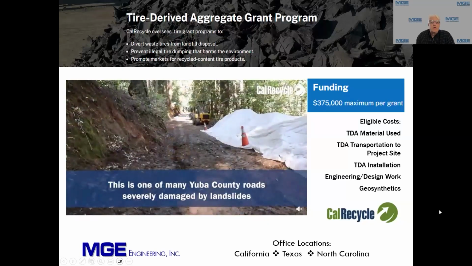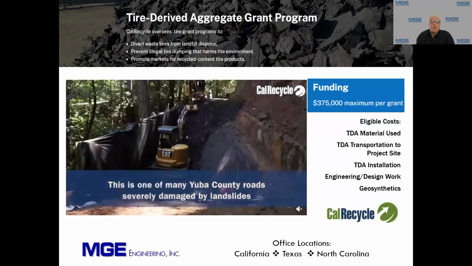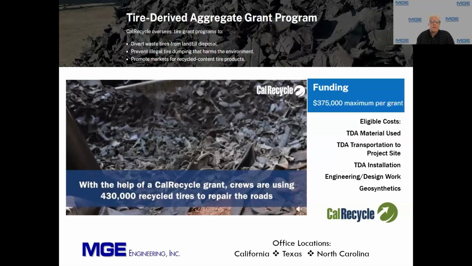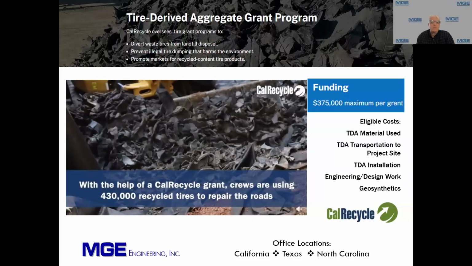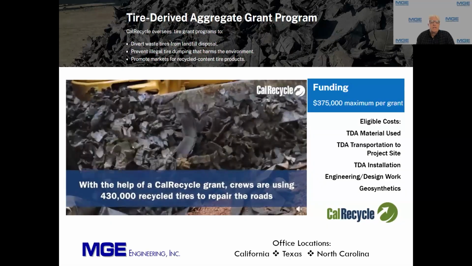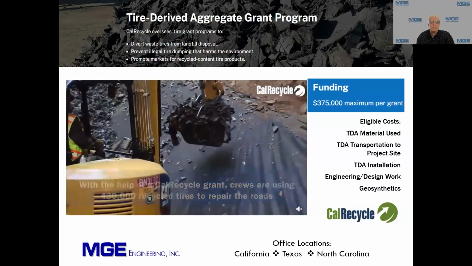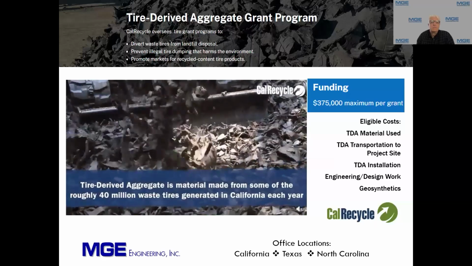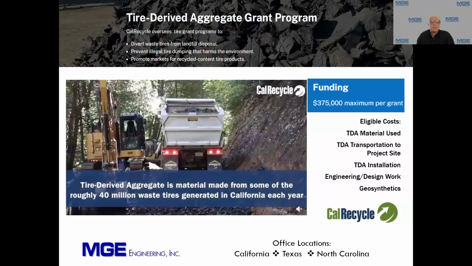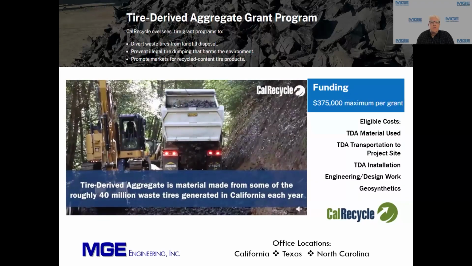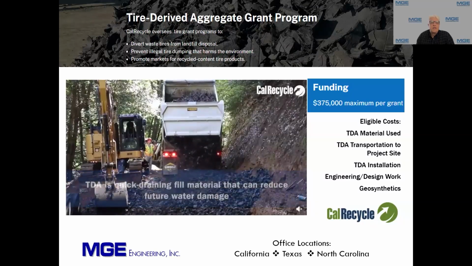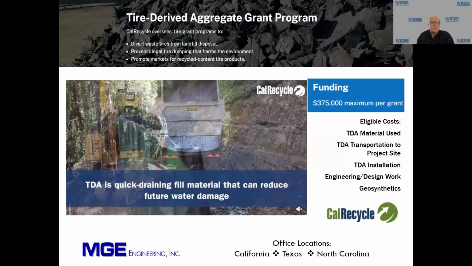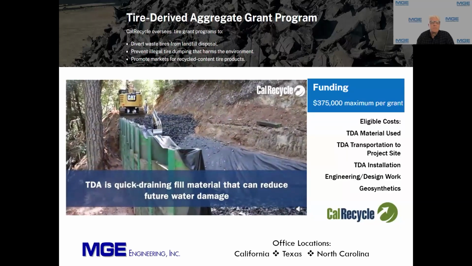So this shows a video of one of the soldier pile wall designs that we did in Yuba County, where we used tire-derived aggregate. It was the type B size TDA that was 6 to 12 inches, or about 150 to 300 millimeters in size. And you can see the truck is end dumping the material at the edge of the excavation, and the excavator is placing that into the excavation behind the wall.